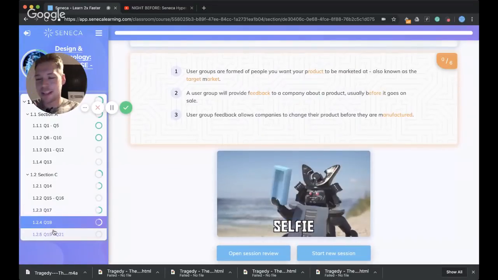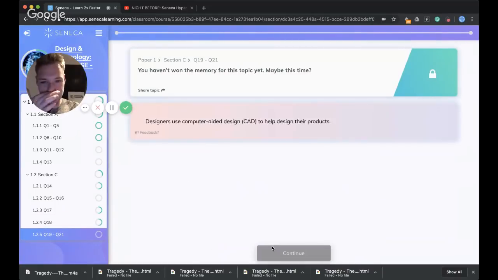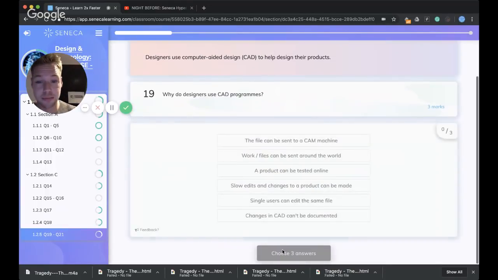Japan. Thank you for whoever was watching the last episode, because Japan was there. Let's go over CAD. CAD is really common, and I think there might be a longer question coming up. So, why do designers use computer-aided design programs? Can you give me 3 reasons why we use CAD programs?